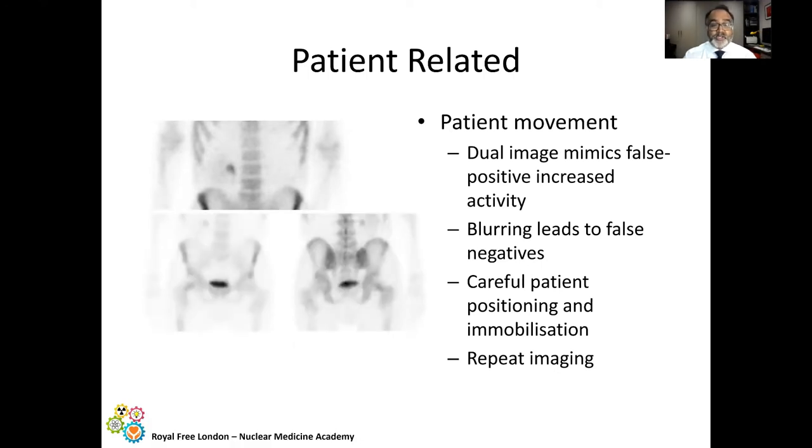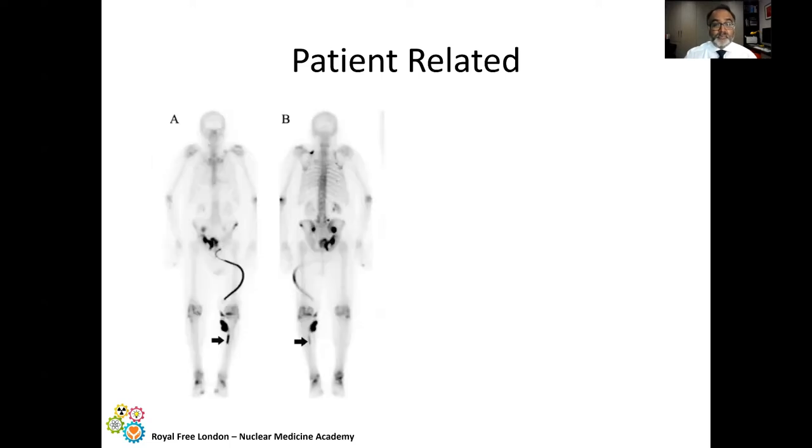And here on the repeated imaging, where the patient hasn't moved their hands, you can see quite clearly that there's no abnormal uptake there. This is a patient who's obviously got a urinary catheter in place. They've got some uptake in the pelvis, which is due to metastatic disease, but they've also got this uptake here, which is probably the urinary catheter bag.